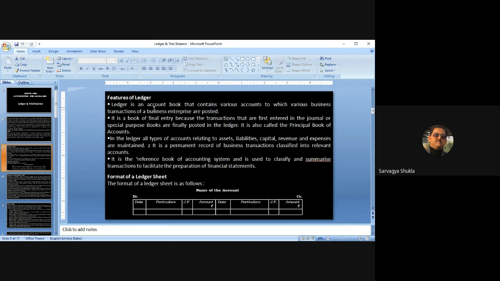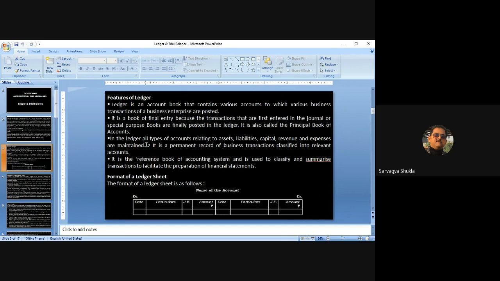Ledger is an account book that contains various accounts to which various business transactions of a business enterprise are posted. It is a book of final entries because the transactions that are first recorded in the journal or special books, like the purchase book, are finally posted in the ledger. It is also called the principal book of account.